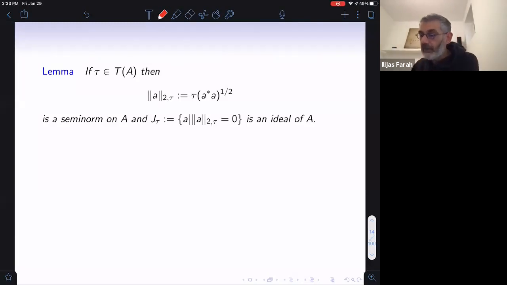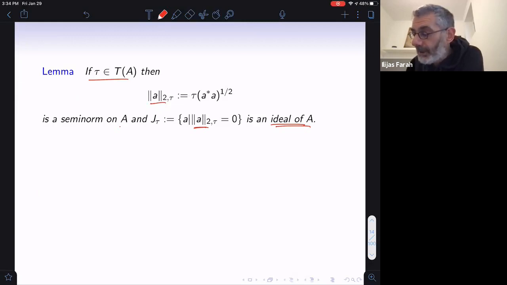Okay, so if you have a tracial state tau, then you can define this expression here on the C-star algebra: the square root of tau of A star A. It is a semi-norm on A. And this is actually a semi-norm that behaves like a Hilbert space semi-norm. It really turns A into a pre-Hilbert space. The set of all A's which have semi-norm 0 is an ideal, and what I mean by ideal here is a two-sided norm-closed, therefore self-adjoint, ideal of A.